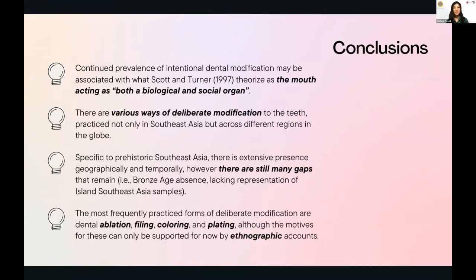In terms of conclusions, one thing to take into account is that the continued prevalence of intentional modifications could be associated with what Scott and Turner theorized of the mouth acting as both a social and a biological organ, wherein modifications that are done to the mouth, in particular to the teeth, may reflect a community's values, beliefs, and cultural practices. There are various ways that this modification is done across Southeast Asia and the rest of the world. However, in prehistoric Southeast Asia in particular, we see an extensive presence geographically and temporally, while acknowledging that there are still so many gaps, like the absence of Bronze Age samples, as well as a still lacking representation of island Southeast Asia. The most frequently practiced forms of modification really include ablation, filing, coloring, and plating, although how or why these are done can only be supported for now by ethnographic accounts.